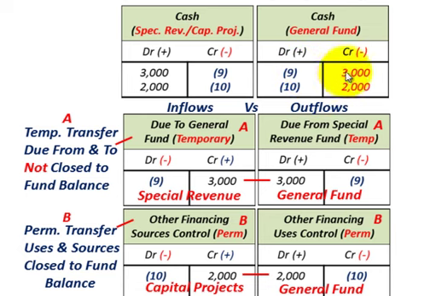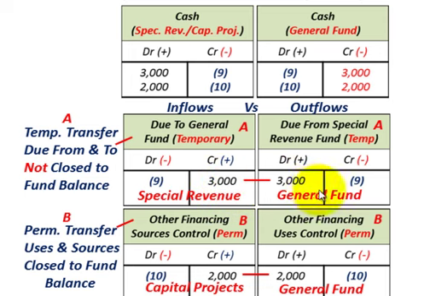For our outflows, we're going to have a credit reduction in cash, and for inflows, we're going to have a debit increase in our cash. Okay, so let's first look at this temporary difference here. This is the case where the general fund is going to send $3,000 over to the special revenues fund.